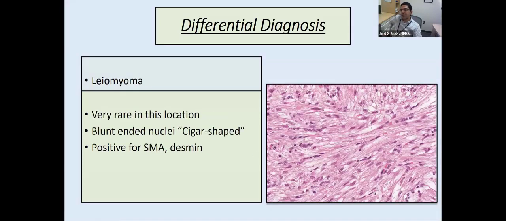Leiomyoma is extremely rare in this location, but because I talked about its partner, the peripheral nerve sheath tumor, I wanted to highlight the different cytology of the nuclei for these tumors. They are usually blunt-ended and cigar-shaped, and positive for SMA and Desmin.